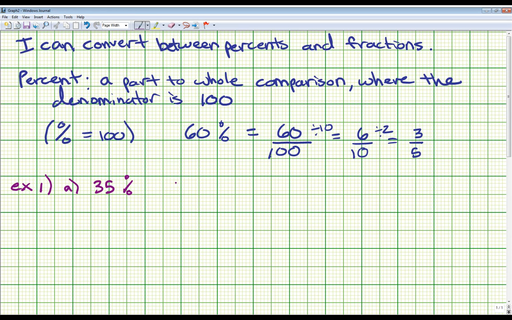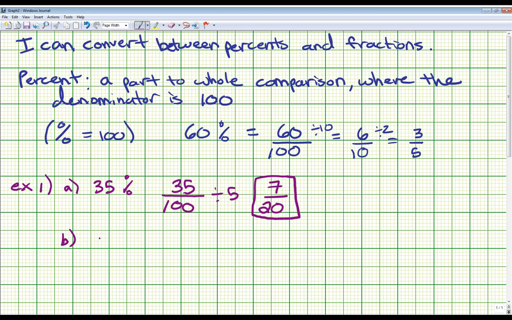So remember, the number we see goes on the top of our fraction. And then the number on the bottom is 100 because of this percent sign. And now we'll simplify. So we have to think of a number that can go into 35 and into 100. And 5 can actually go into both. So if I divide the top by 5, I end up getting a 7 on the top. If I divide the bottom by 5, I end up getting a 20 on the bottom. And there is nothing that can go into 7 that can also go into 20 evenly. So our final answer to 35% would be 7/20.